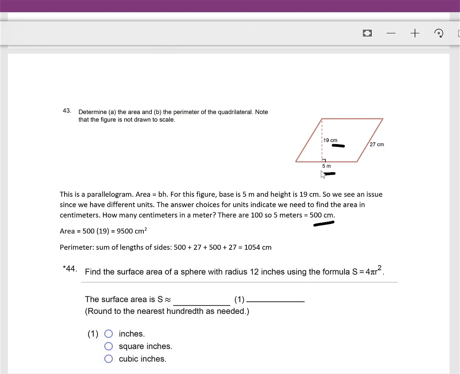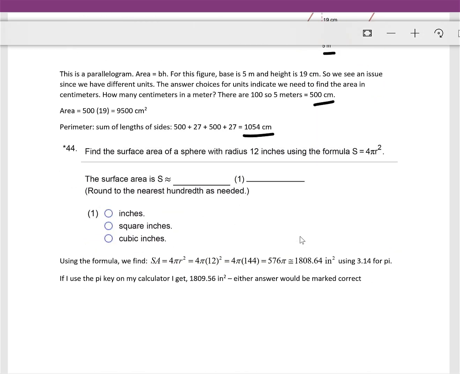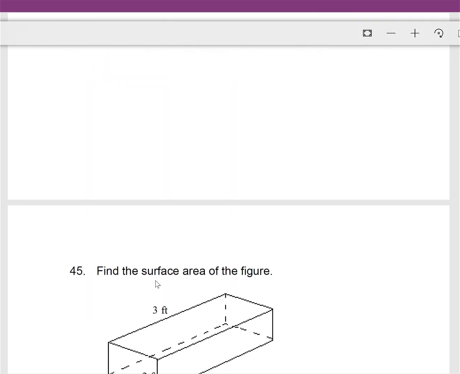And then the perimeter is simply the distance around the outside. So 500 plus 27 plus 500 plus 27 gives me 1054. Find the surface area of a sphere with a radius of 12 inches using the formula. And there's the formula right there. So if you put your numbers into the formula, and if I use 3.14, I get 1808.64, and if I use my pi key, I get a little tiny bit higher. Either answer would be marked correct.